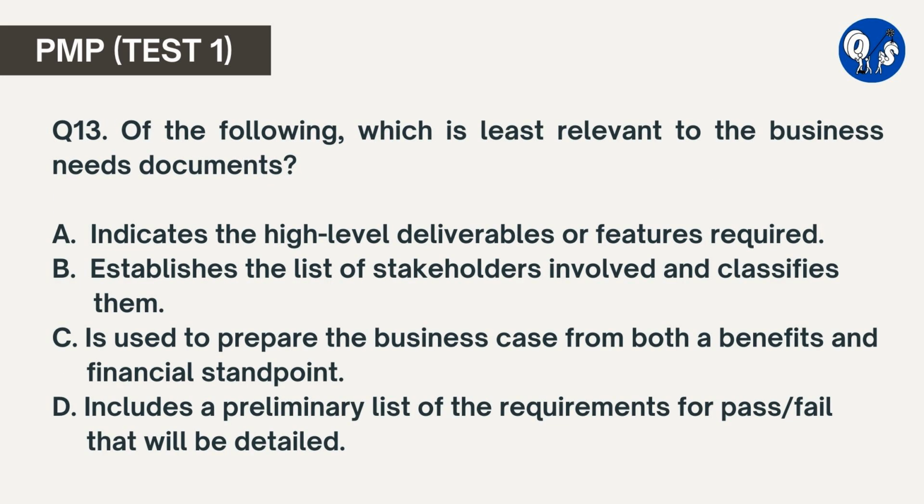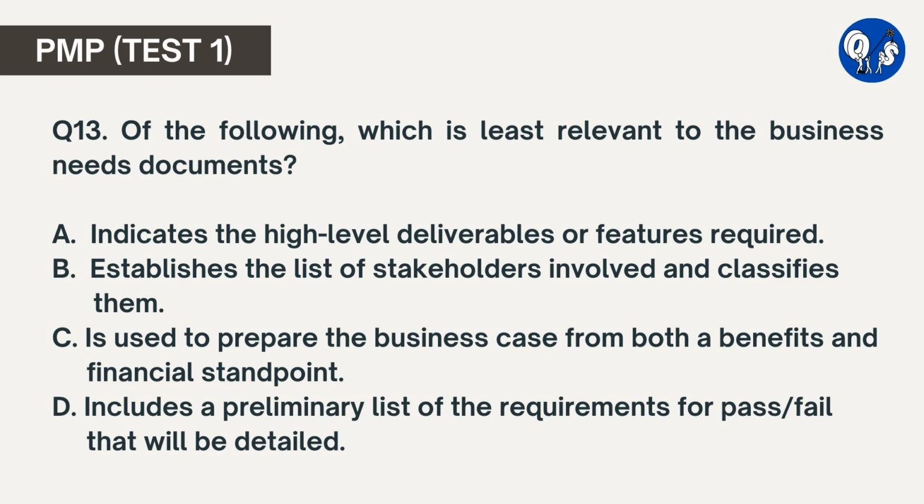Question number 13. Of the following, which is least relevant to the business needs documents? A. Indicate the high-level deliverables or features required. B. Establishes the list of stakeholders involved and classifies them. C. Is used to prepare the business case from both a benefits and financial standpoint. D. Includes a preliminary list of the requirements for pass-fail that will be detailed. The correct answer is B.